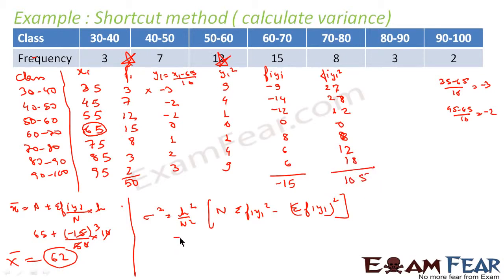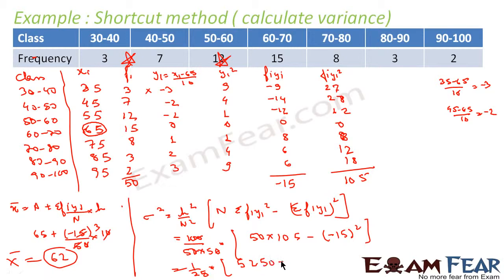Now we'll just put the values here. h is 10, so 10 square is 100. n is equal to 50, so it is 50 into 50, into n, which is 50, into sigma fi yi square, which is 105, minus sigma fi yi whole square, that is minus 15 square, into 50 square. 0 0 cancel, 0 0 cancel. So what you get is 1 by 20 into 5 into 105, which is 5250, and 15 square is 225. If you solve this value, it comes out to be 201.